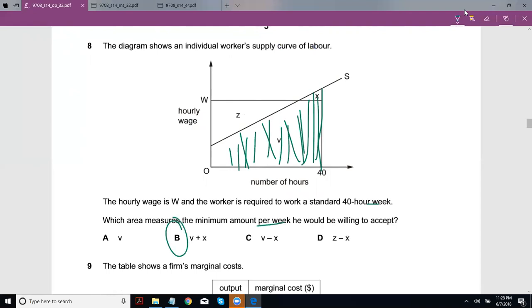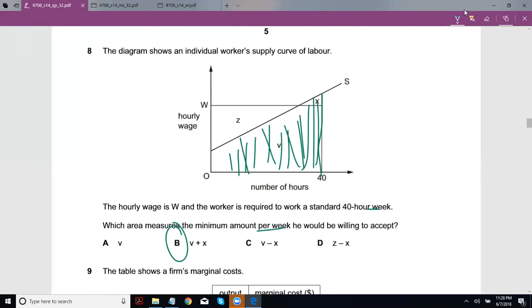And I believe that's it for this question, right? Any validation? Yes, it is.